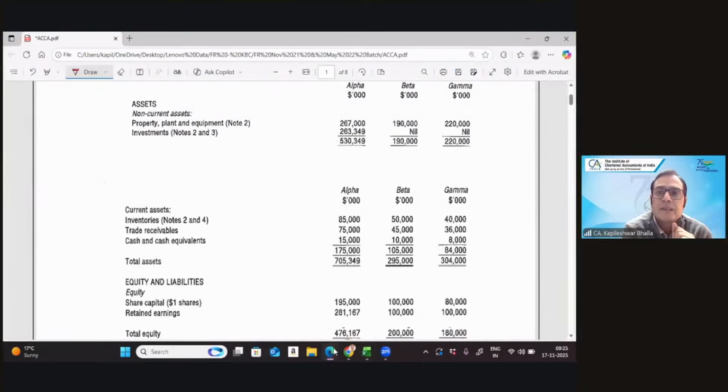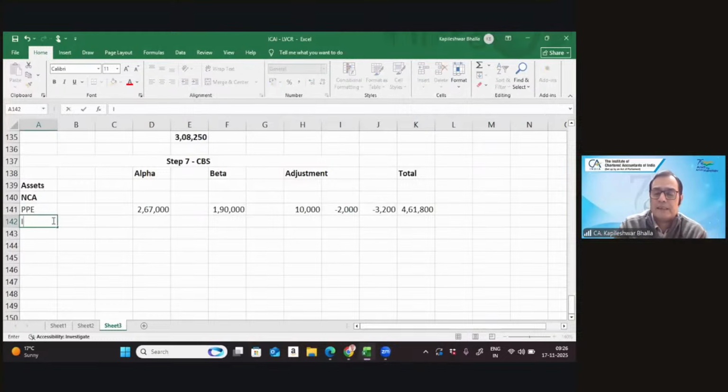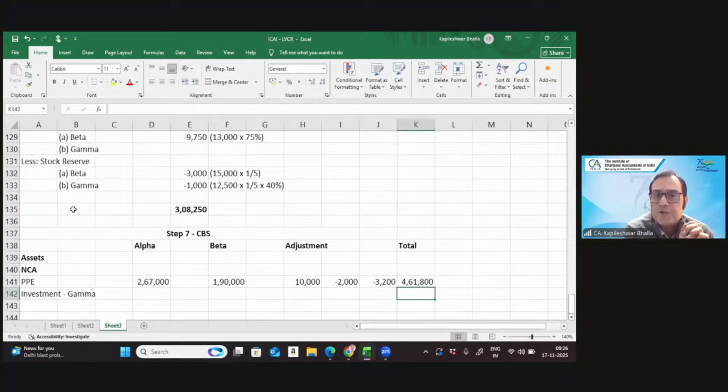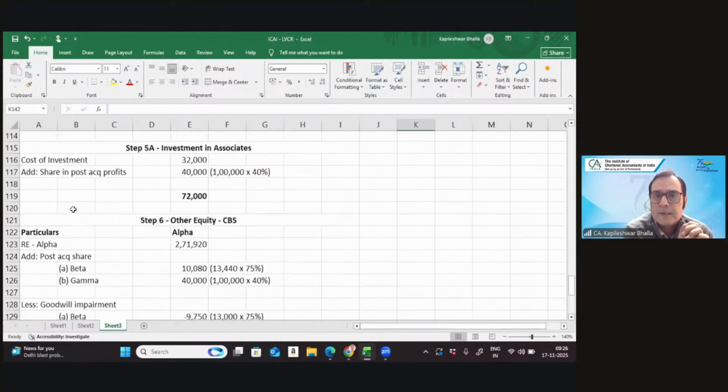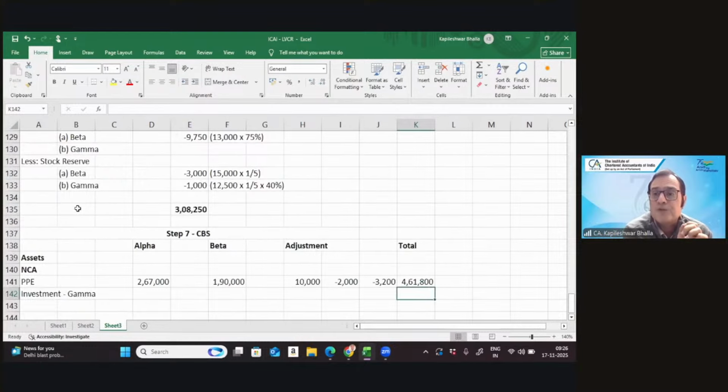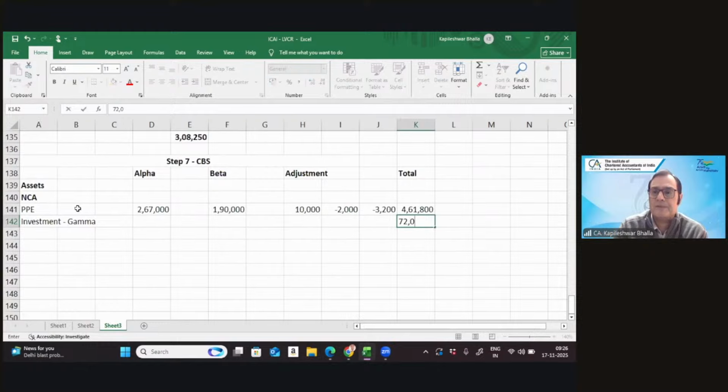Next, the investments in this particular case is not going to appear except for the investment in associate. That is in terms of gamma. And I think we've already done the calculations of the investment. That was in step 5A, 72,000. So we picked that 72,000. That's out here. Good. So this is done.